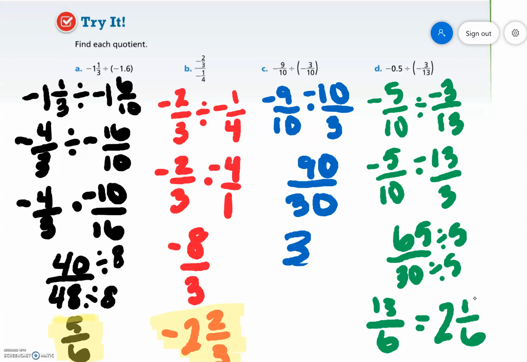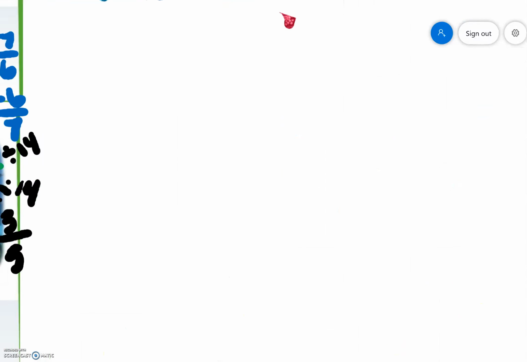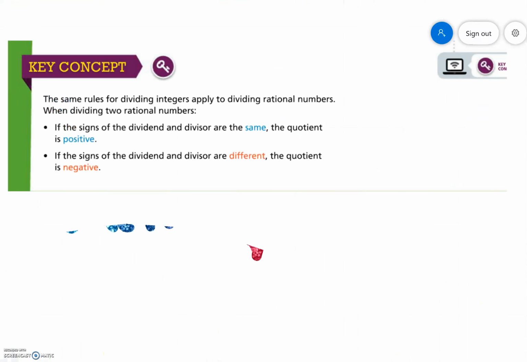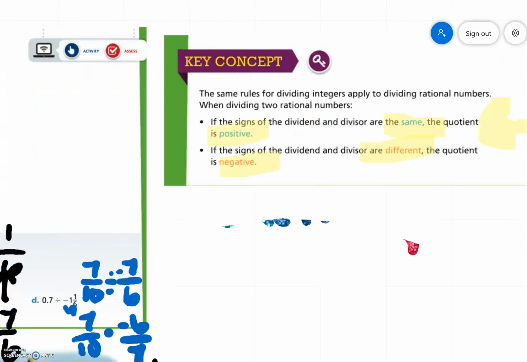Last but not least, the answer for D is 2 1/6. If you did not get it, follow along my work. I changed the 0.5 into 5/10, made them both fractions. Stay, change, flip, multiplied straight across, reduced, and made it into a proper fraction. So, main thing, if the signs of the dividend are the same, it is positive. So same thing. If it's the same, it's positive. If they're different, it's negative.